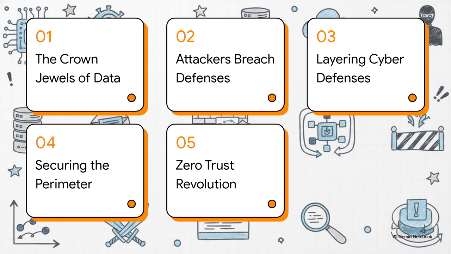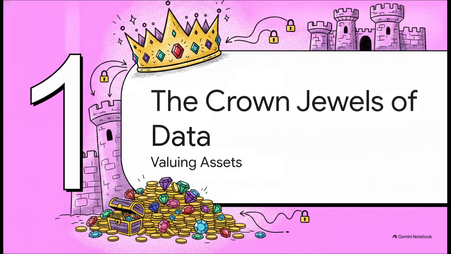We'll be looking at the crown jewels of data, how attackers breach defenses, layering your cyber defenses, securing the network perimeter, and finally, the zero trust revolution. Let's get right into it. Section 1. The crown jewels of data.